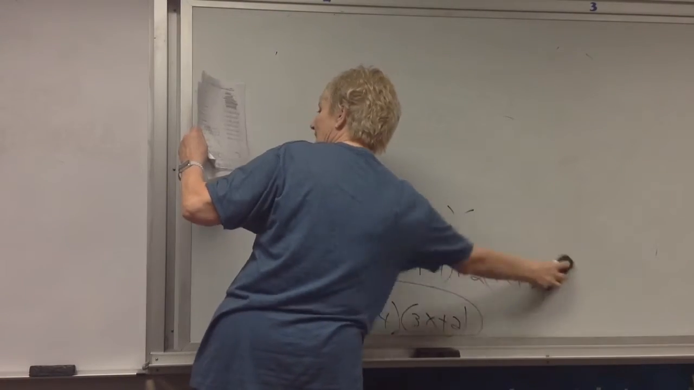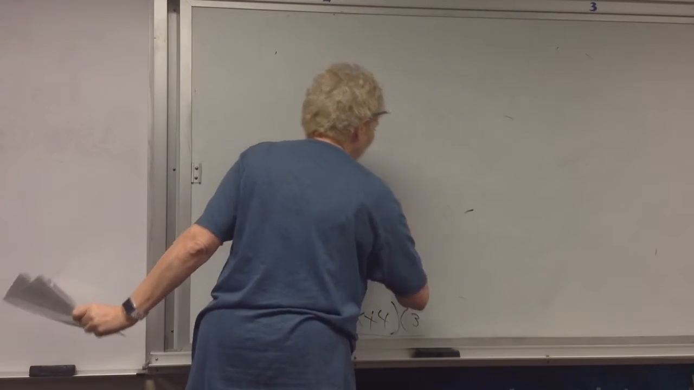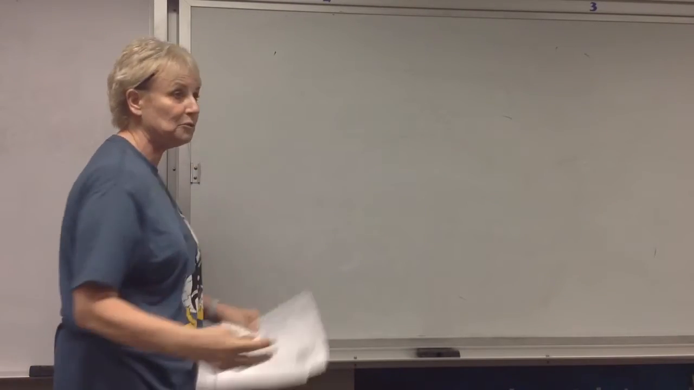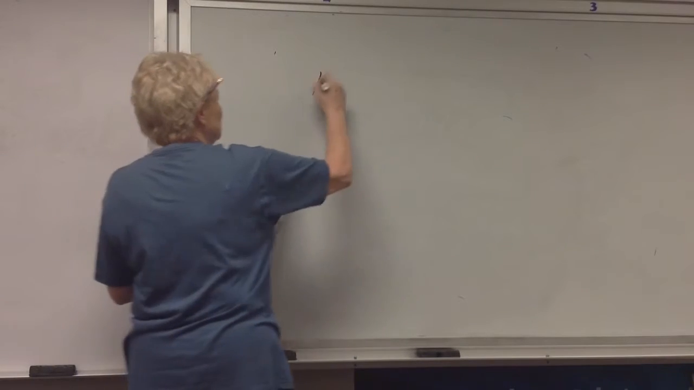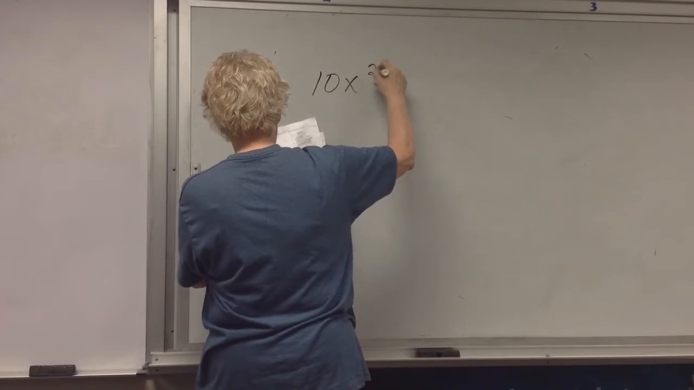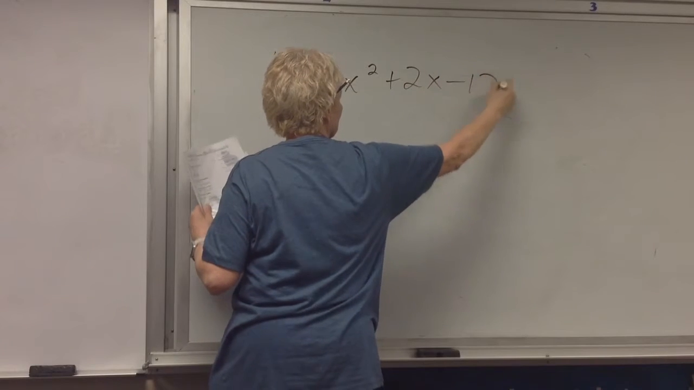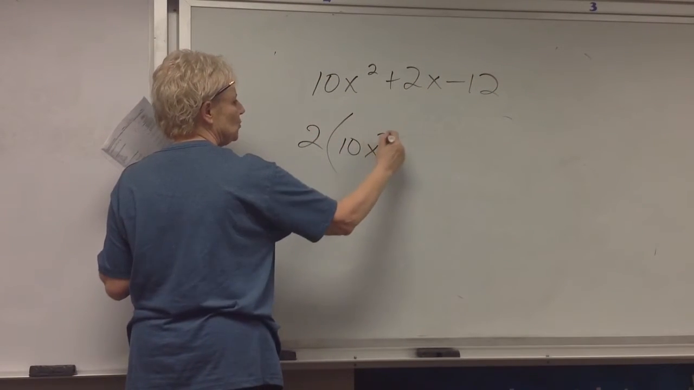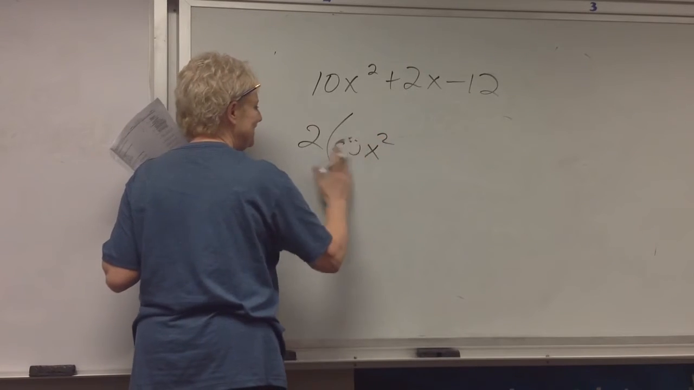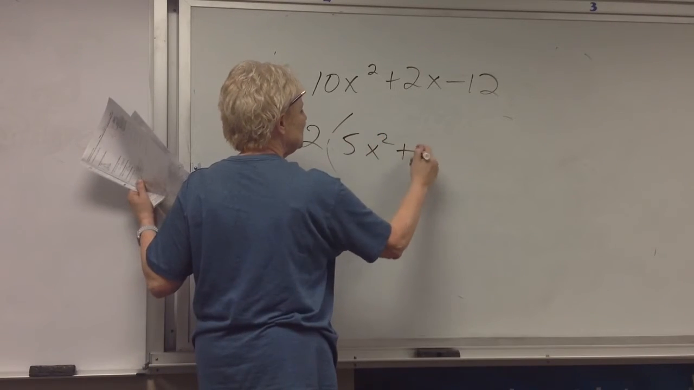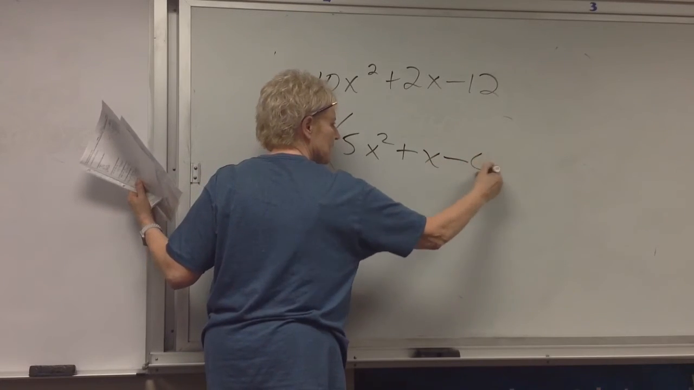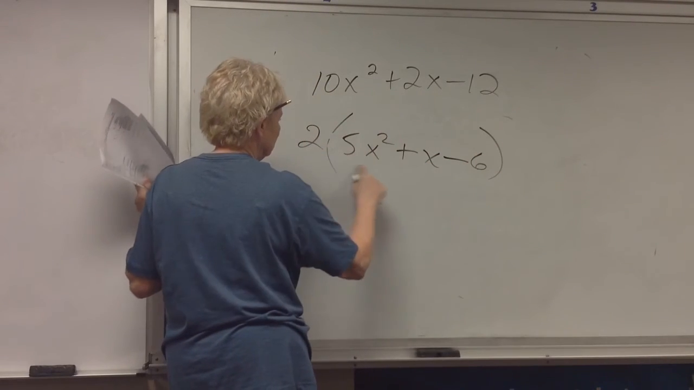Okay. The last one, honestly, I tried to give you the easiest greatest common factor I could. I gave you 3 even numbers, and I wanted you to remember to take out the 2. 2, 10x squared, 5 plus x minus 6. Now, quick check.